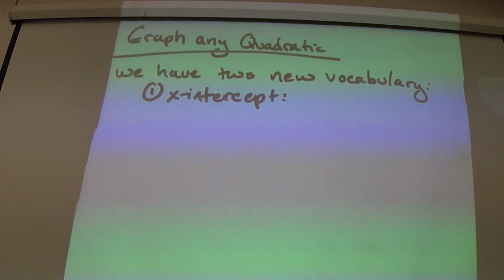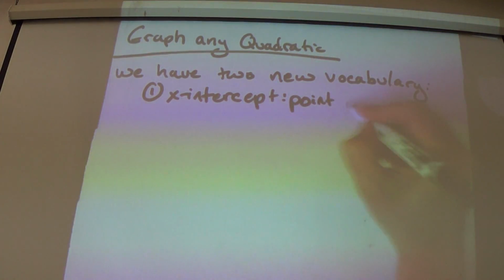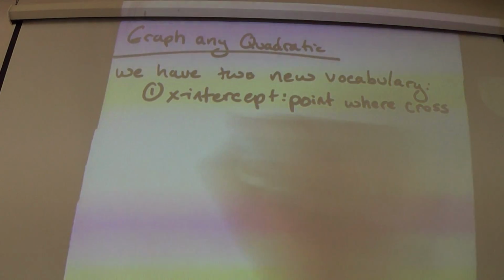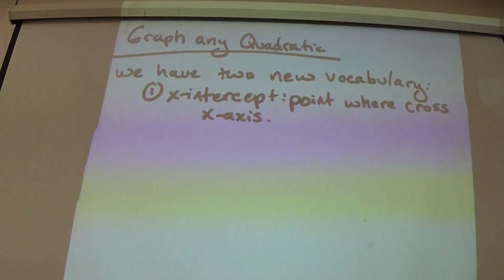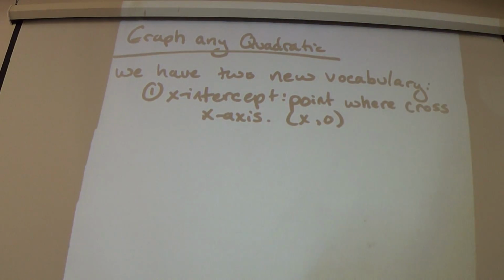Yeah. Point where it crosses the x line. Yeah, that's going to be the point where we cross the x-axis. What do I know about that point? Y equals 0. Yeah, y is 0. So I'm going to have x comma some 0 for y.